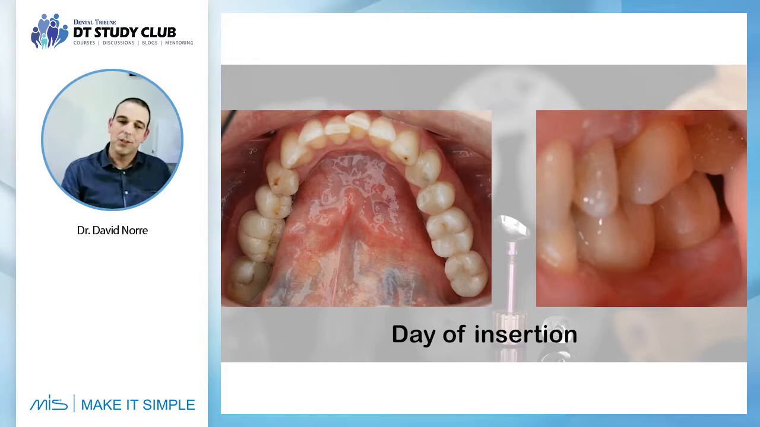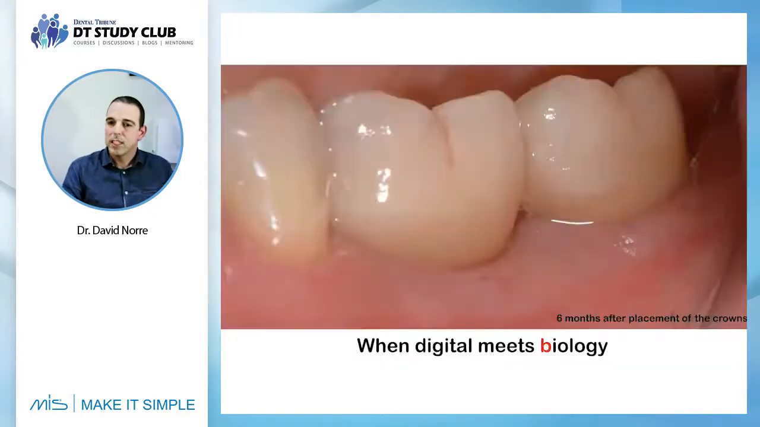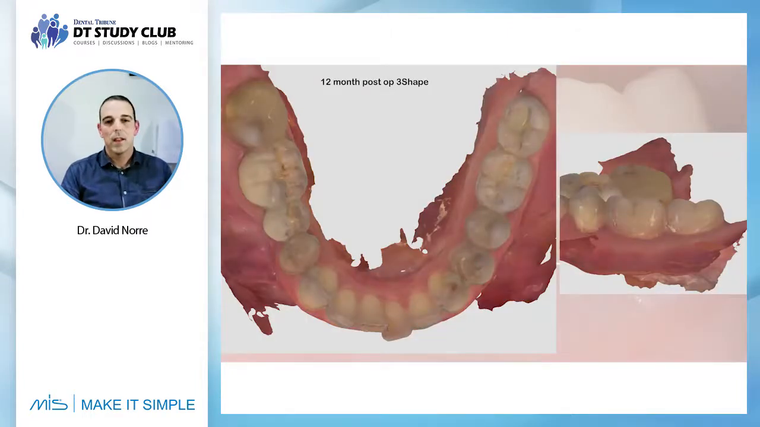This is the day of the insertion. You see, everything went fine. The gingiva is perfectly healthy, with a good form. Six months after placement, no recession, no change, nothing spectacular happens. Crowns. What did I do? We did some patients like this.